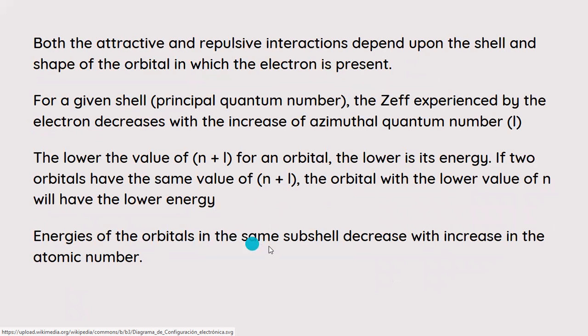So energies of the orbitals in the same subshell decrease with increase in atomic number. This is because the energy of the 2s orbital of hydrogen atom is greater than that of the 2s orbital of lithium, and that will be greater than that of 2s of sodium. So as we go up the atomic number, the energies of the orbitals of the same shell will decrease with increase in the atomic number.